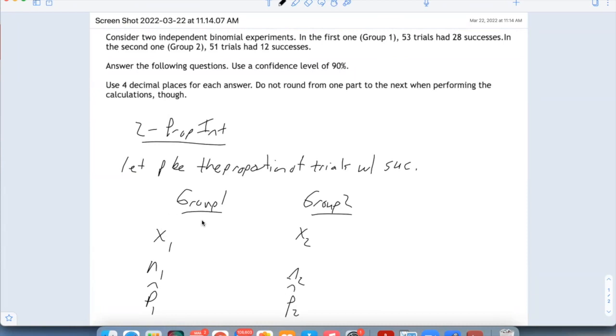You got to know what the symbols stand for. If you just start tossing random numbers around, you're going to have a bad time. X is the number of successes in the sample. So sample 1 had 28 successes. X is never a percentage, it's a whole number. We're in like week 11 now. If you don't know what N stands for, I don't know how you've gotten this far, I'm going to be honest. N is the sample size. Like since day one, we've talked about N. N is the sample size. There were 53 there. Okay, then in group 2, we had 12 successes out of 51.